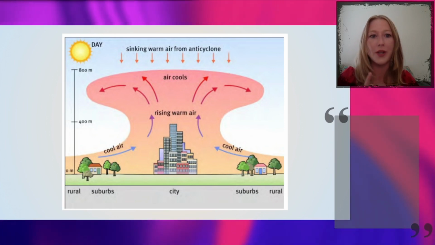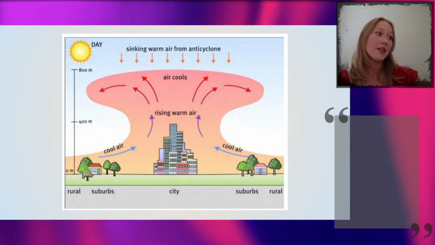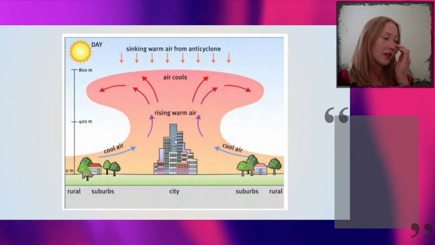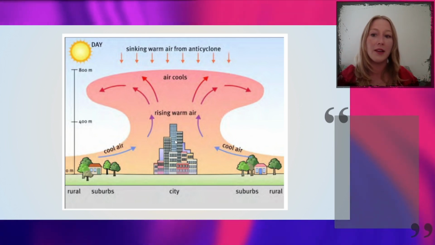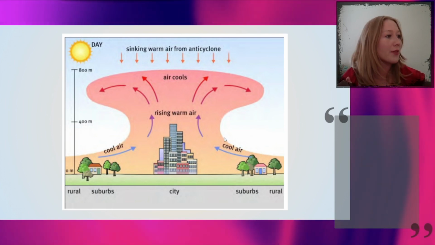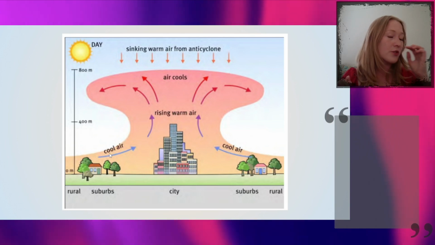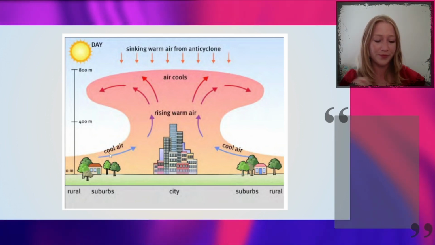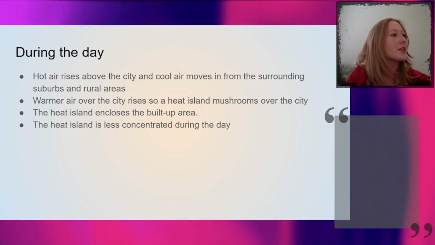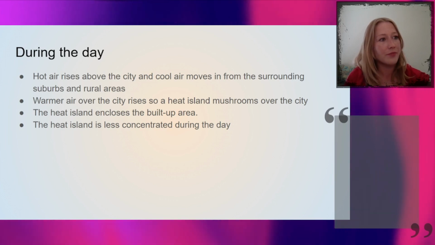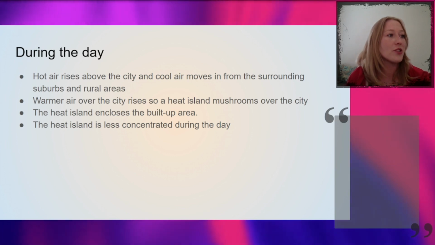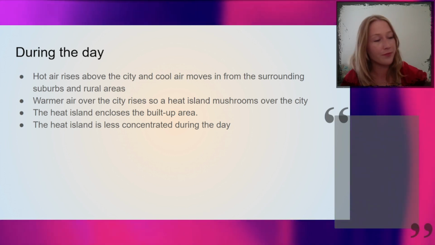Hopefully some of my students would be able to recognize that that is forming a low pressure system over here. The hot rising air lifts the air off the ground. That forms a low pressure system, and that is why the cool air blows towards the low pressure. Warmer air over the city rises, so the heat island mushrooms over the city. The heat island encloses the built up area and is less concentrated during the day.